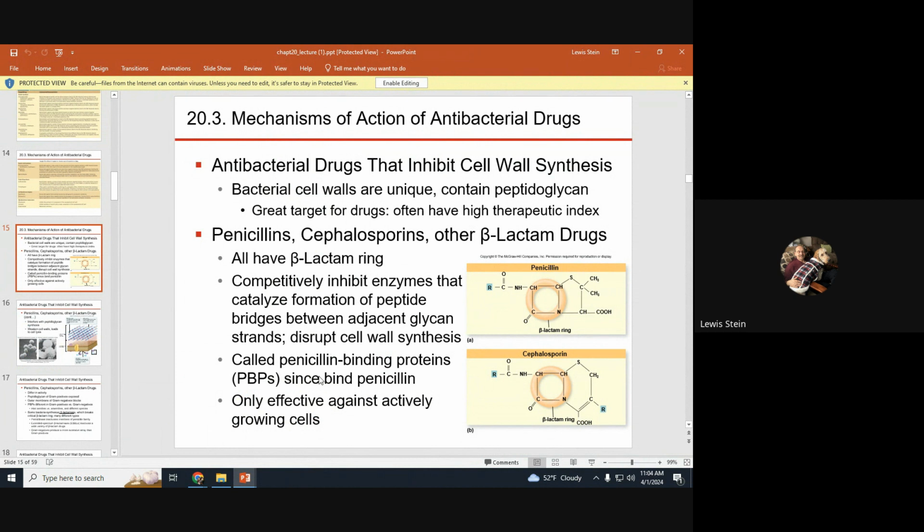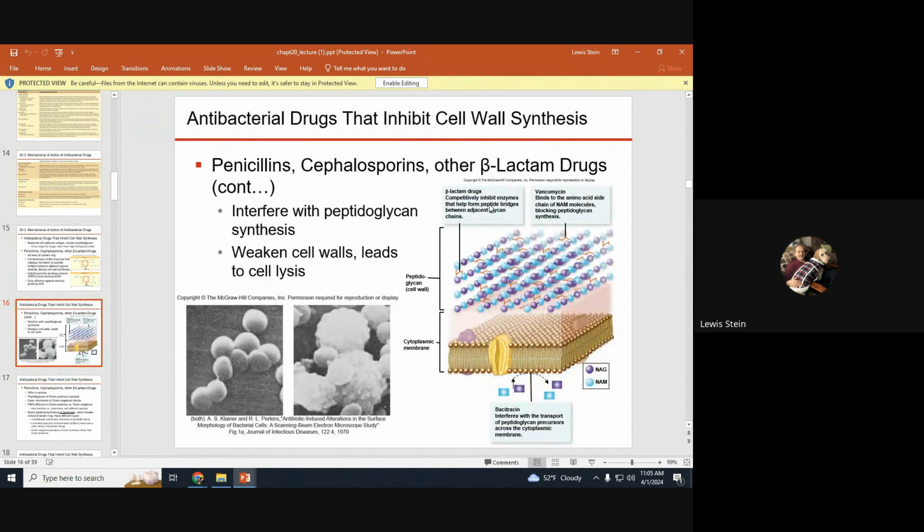They even named, and it always was confusing to students, could call them penicillin binding proteins, and yes, they're very effective against growing cells. I think that's really the big take-home point when we start to look at that. They'll show you in different areas where these beta-lactam drugs and the other big members of this category, as well as the beta-lactam drugs, is vancomycin.